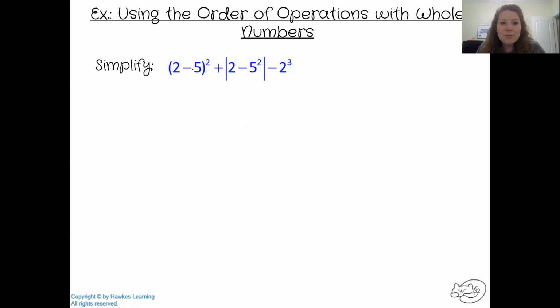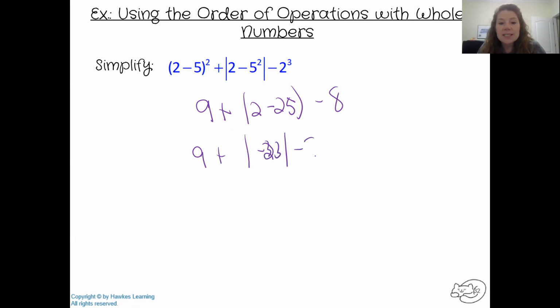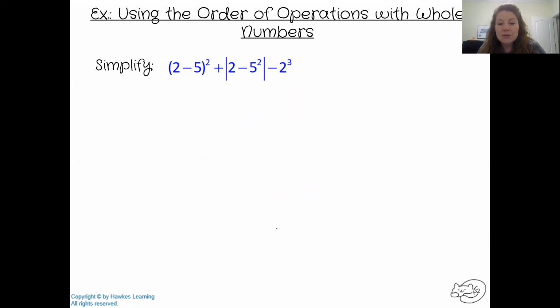And then this one, 2 minus 5 is -3. -3 squared is 9, plus 2 minus 25 minus 8. So 9 plus 2 minus 25 is -23 minus 8. So we have 9 plus 23 minus 8. So that would be 32.